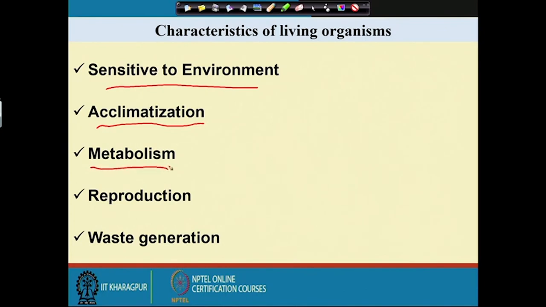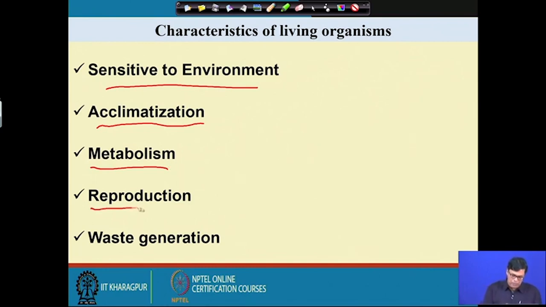Then metabolism. I told you in the last class that in the living system we have metabolic pathways, and through these metabolic pathways we get different types of metabolites. For example, we all know that glucose is a kind of energy source, and when it passes through the Embden-Meyerhof pathway, it produces pyruvic acid, and then when it passes through the TCA cycle, it produces carbon dioxide and water. In the process, we develop energy molecules like ATP and NADH, which we use as per our body requirement.